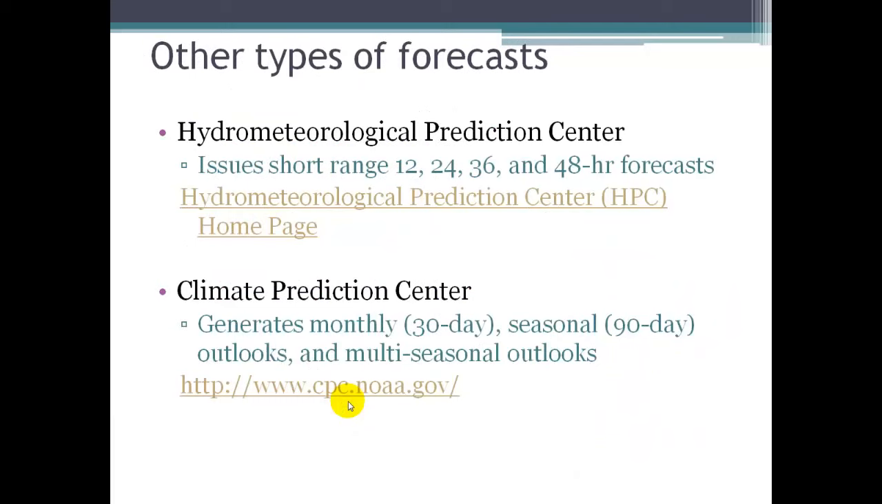Other types of forecasts: we have something called the Hydrometeorological Prediction Center. It's an organization within NOAA that issues short-range forecasts on the order of 12 to 48 hours. I'll include the link in the extra links. And the Climate Prediction Center, also within NOAA, generates monthly, seasonal, and longer-term outlooks.